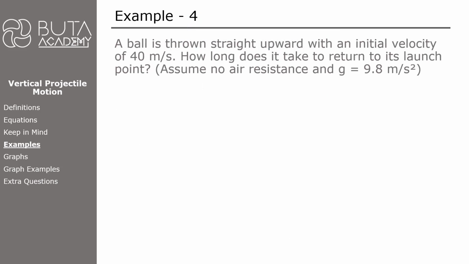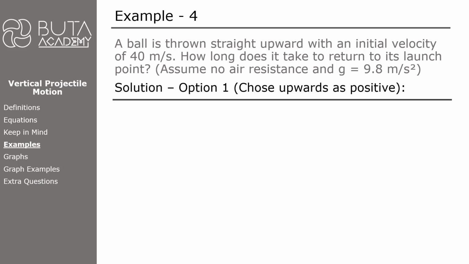The second example is similar to the first one. The only difference is that now, instead of calculating the time the ball reached the maximum height, we need to calculate the time it takes for the ball to reach the initial point. We are going to use 2 different methods to solve this question. Before proceeding with the solution, let's draw the diagram and then summarize all the information we know.